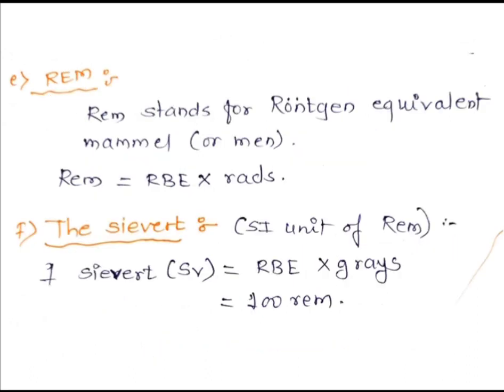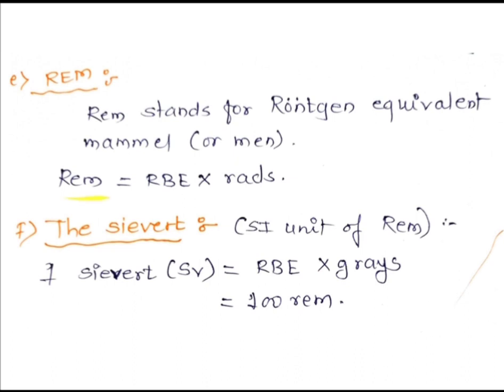Then we will see the next unit, that is the fifth unit, REM. You can write it as a capital R and small em. So this REM stands for Roentgen equivalent mammal, or man. So simply when mammals absorb radiation doses, that will be calculated. Mostly mammals can be considered as a human being.